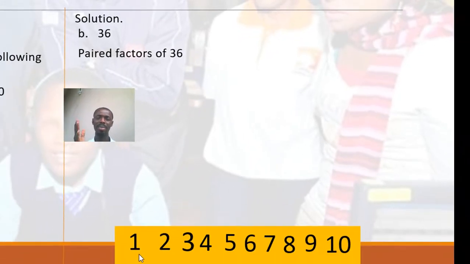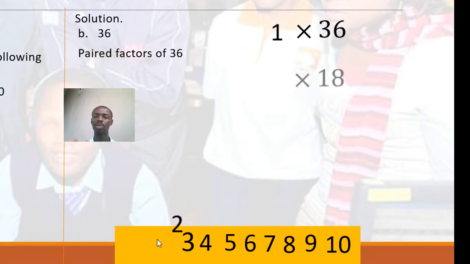I'll be a bit faster. Now, we need to get a pair of factors of 36. So starting from number 1, I'm making a list of 1 to 10 again. Starting from number 1, does 1 divide into 36? Of course, 1 divides into any number. So that is 1 and 36.